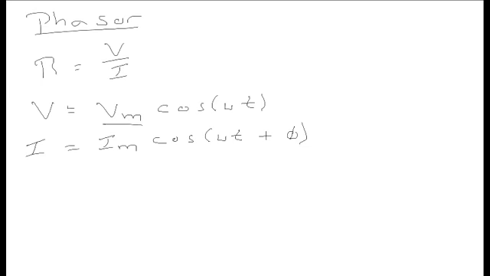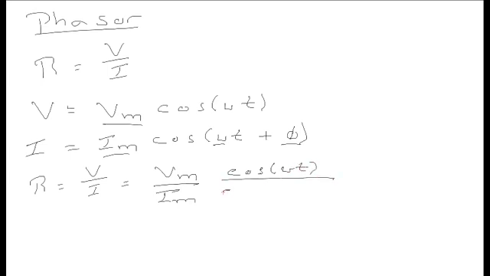Now, a couple things to remember. Our omegas are the same, but the phases and the amplitudes are not. Now we still have that R can be represented as V over I, but this is now going to be something a little strange. Vm over Im, and all I'm doing here is just dividing the functions, cosine omega t over cosine omega t plus phi. Now what? I'd like to avoid having multiple cosines. So what do I do?